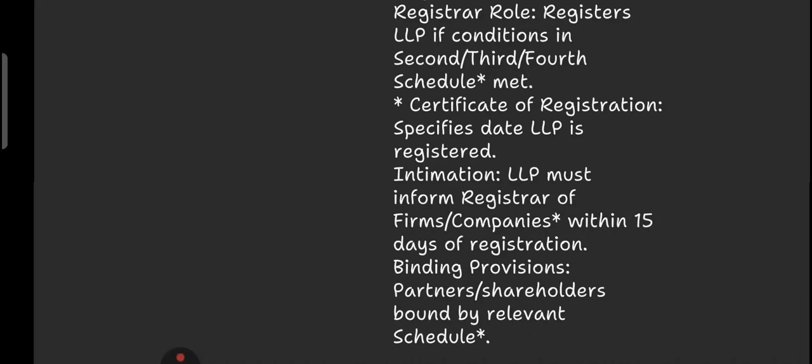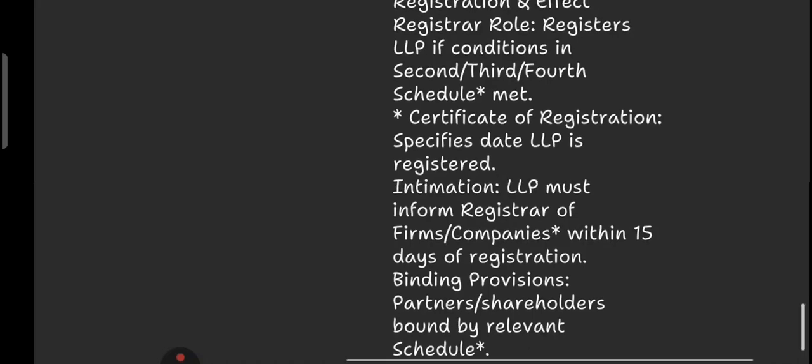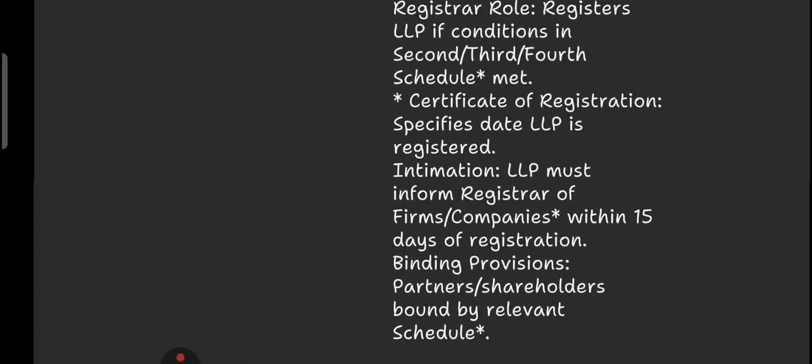So you can see the registrar's role is there. They register the LLP if the conditions in the Second, Third and Fourth Schedule are met, and on a specific date the LLP is registered. And then the LLP must inform its old authority, like the registrar or ROC, within 15 days. Earlier it was a firm, so obviously it will have been registered. That particular firm which has converted to an LLP must inform its old ROC within 15 days of registration.